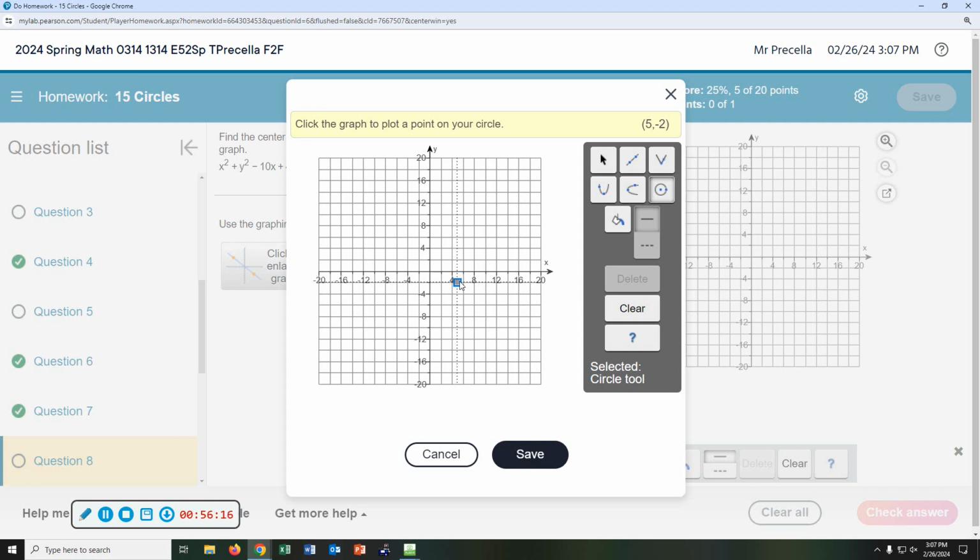Now it says move the radius. Y'all have already been graphing. How are you going to move? Left, right, up, or down? We're at 5, -2. How about we move to the right 8 units? If we're at 5 on the x-axis and we're moving over 8, 5 plus 8 is going to drop us off at 13.